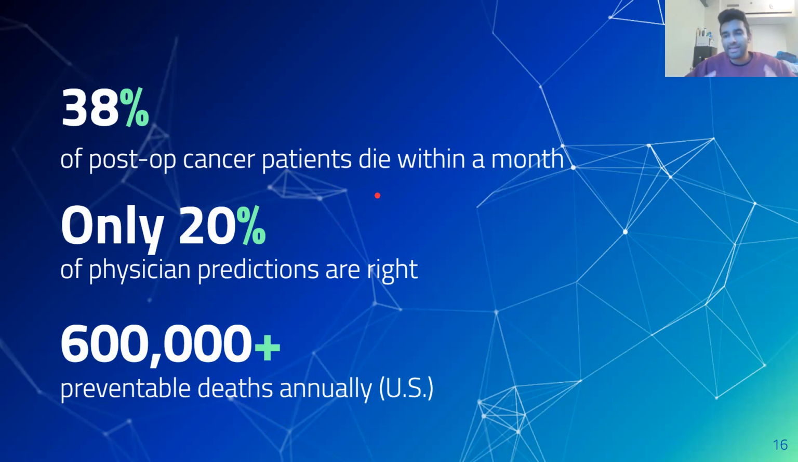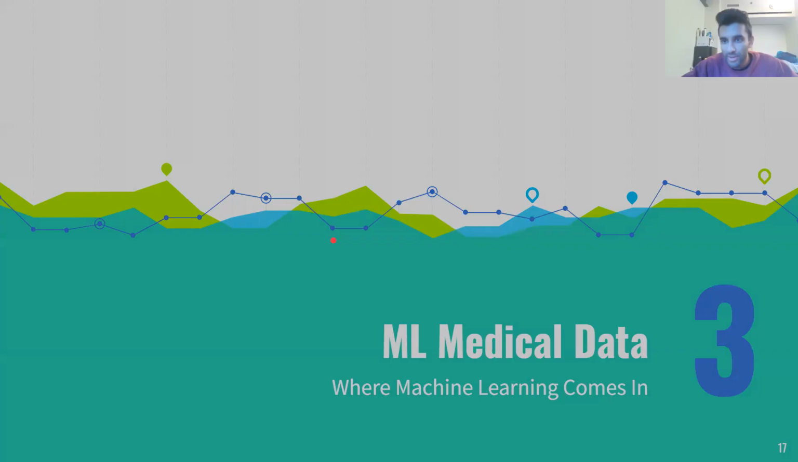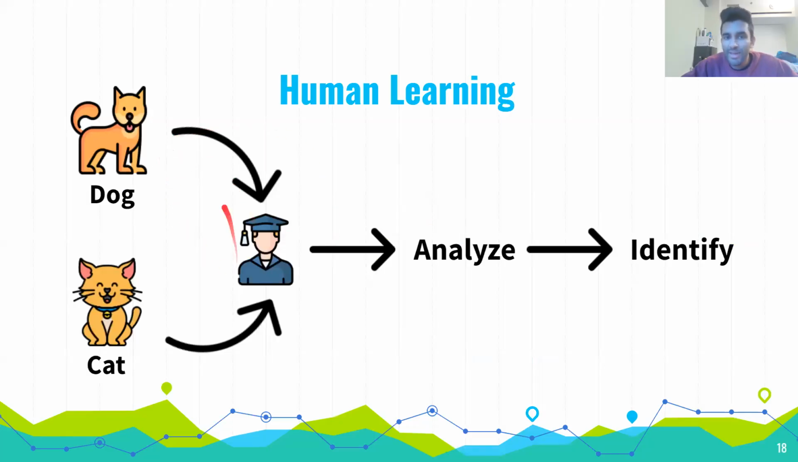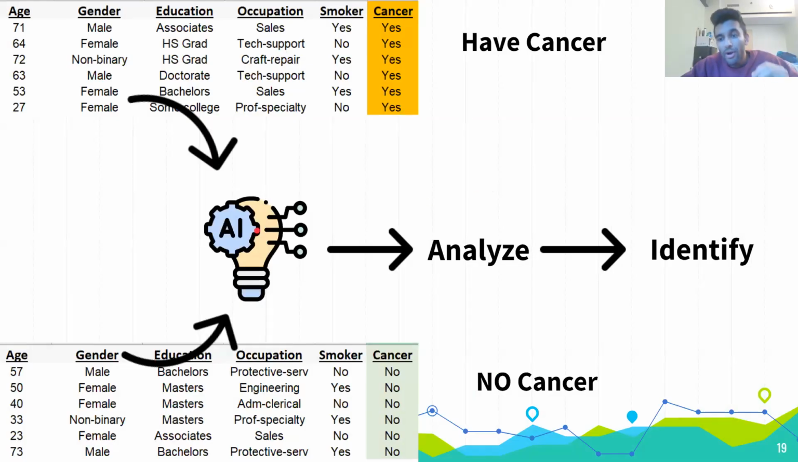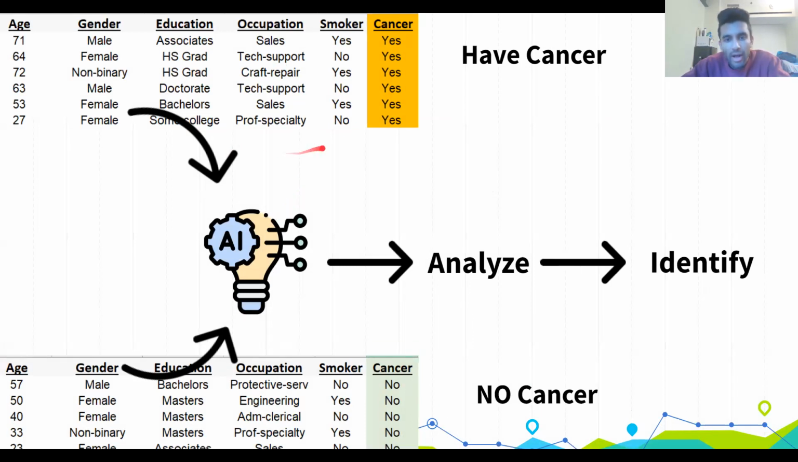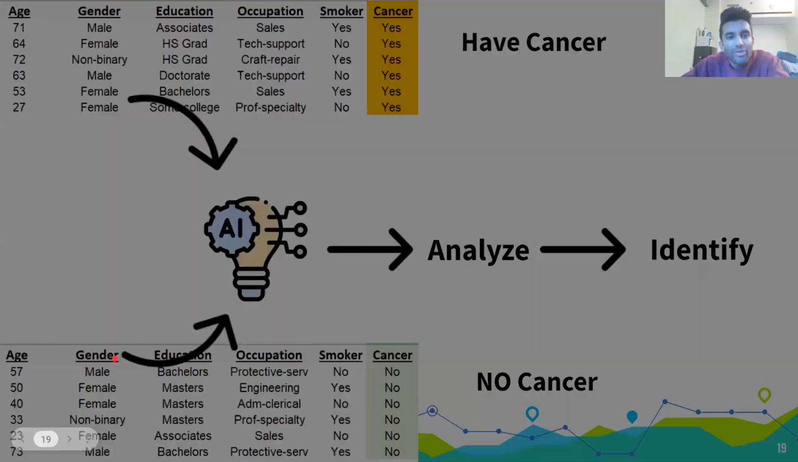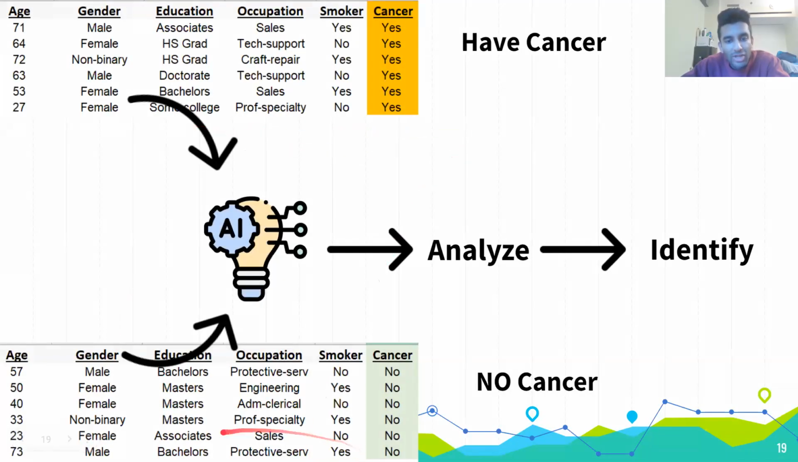So the question we'll be asking is, can we use machine learning to achieve a better rate? Can we identify better than physicians who are only right 20% of the time, who will live versus who will die? And that's what the data we'll be looking at looks like. Just the same way that, as humans, this is how we learn. We say, this is a dog, this is a cat. We learn these features, we analyze, and then we identify new cases of dogs and cats we've never seen before. Our machine learning models are doing the exact same thing. Instead of looking at dogs and cats, now they're looking at patients with cancer and patients without cancer.